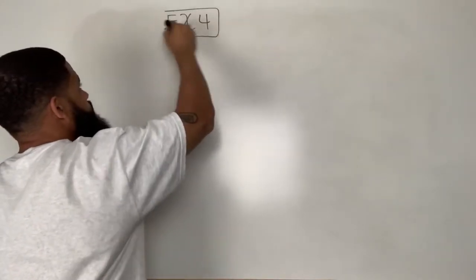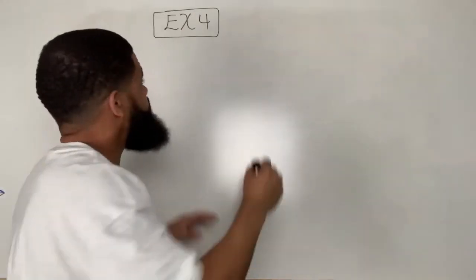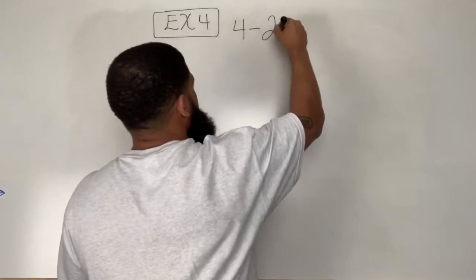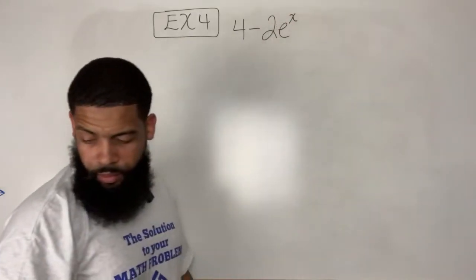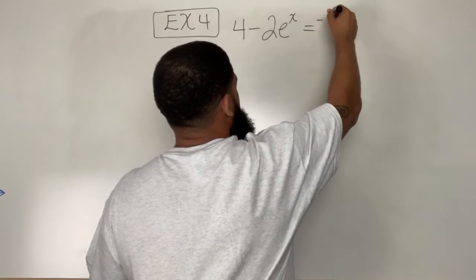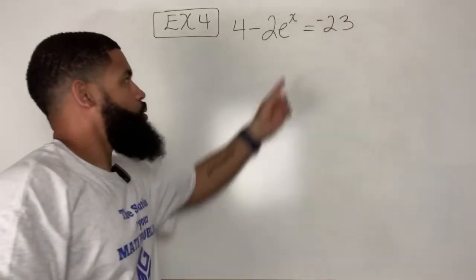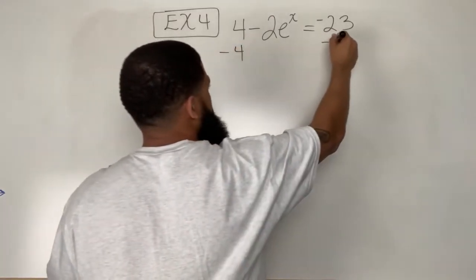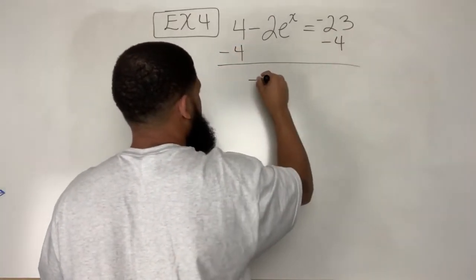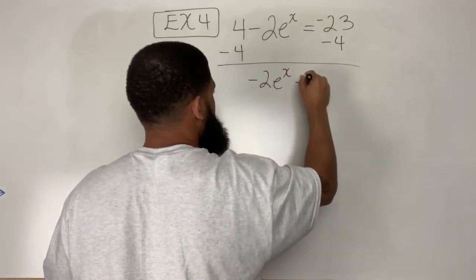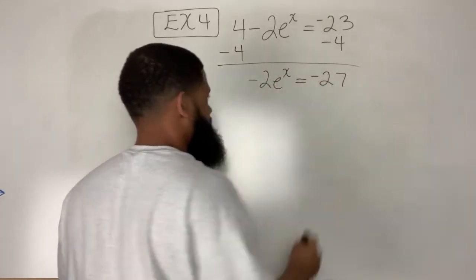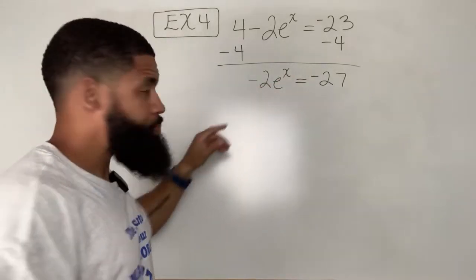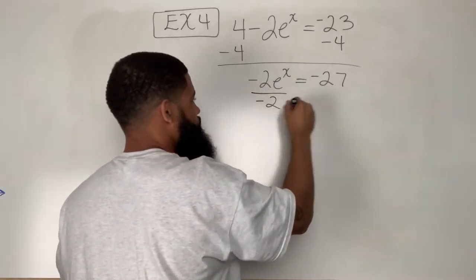Last example, example 4, which is 4 minus 2e to the x equals negative 23. We need to get e to the x by itself. So the first thing we want to do is subtract 4. Subtract 4, we get negative 2e to the x power is equal to negative 27. I need e to the x by itself, so I'm going to divide by negative 2, because that's the opposite of multiplying by negative 2.